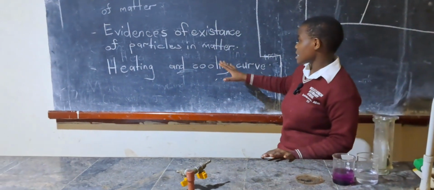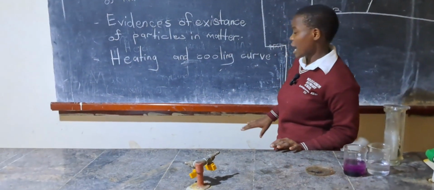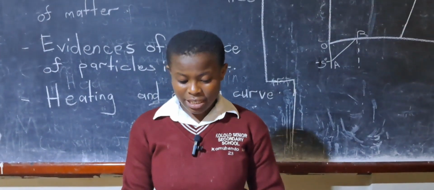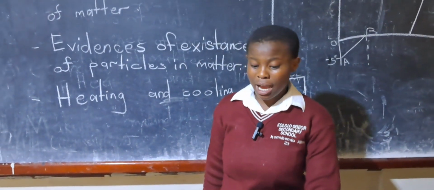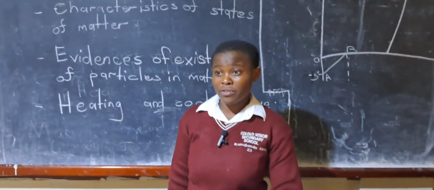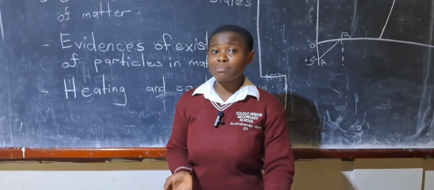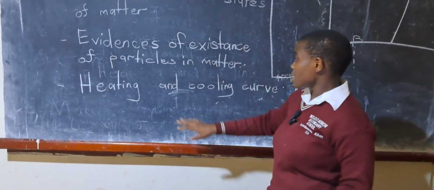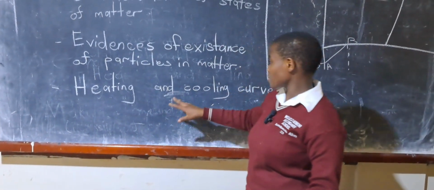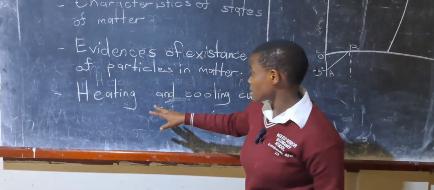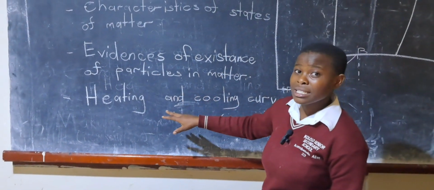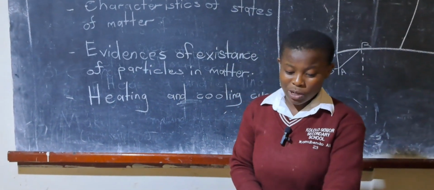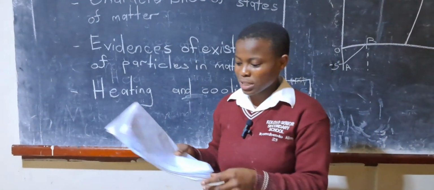Now we are going to look at the heating and cooling curve. We ought to know that the heating and cooling curve refers to the changes occurring to substances as they are being subjected to different conditions. The conditions can be heat or coldness. Now, the heating curve. This curve shows the changes occurring to substances as they are being heated for some time. We ought to know that the heating curve looks like this.